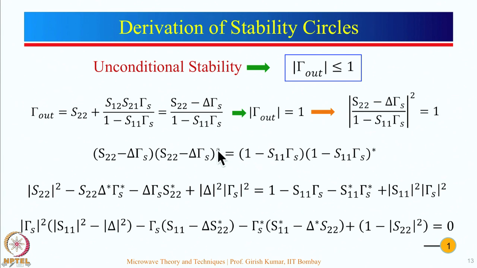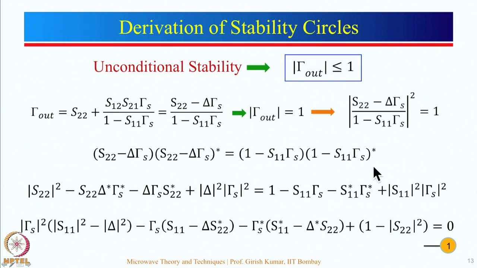So, you can see that this is a complex conjugate. So, that complex conjugate will come over here. It will become S22 conjugate minus delta conjugate and gamma S conjugate. So, now we have to multiply these two. So, S22 into S22 conjugate will be S22 square, then minus S22 delta star gamma S star. Then from here, minus delta gamma S S22 star, or you can say S22 conjugate, and this multiplied by this will be delta square gamma S square.